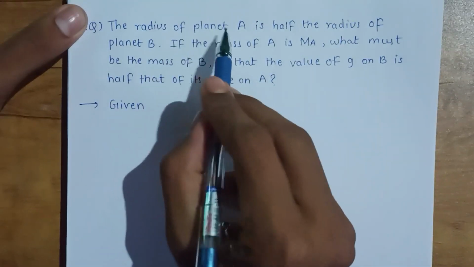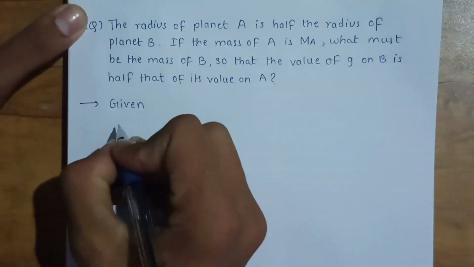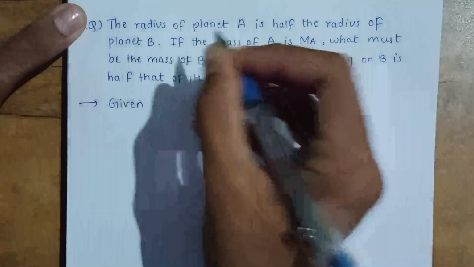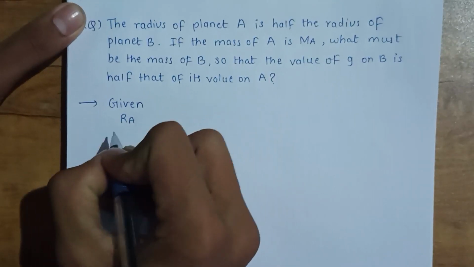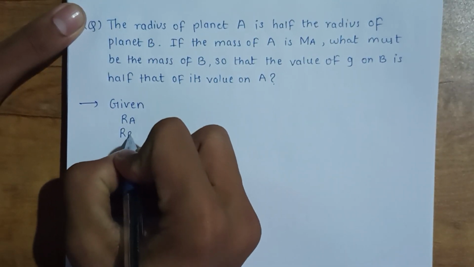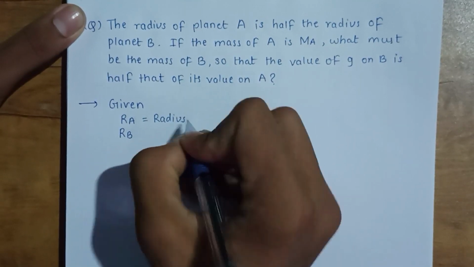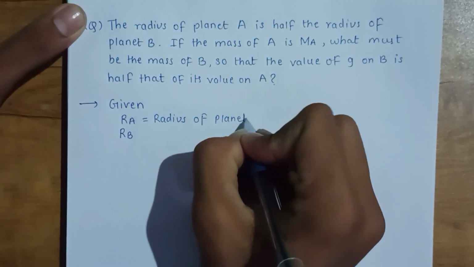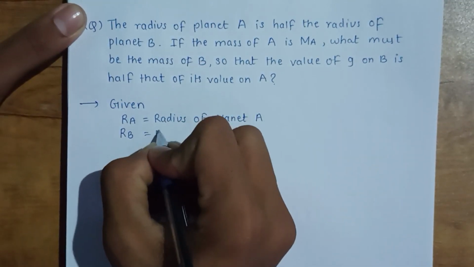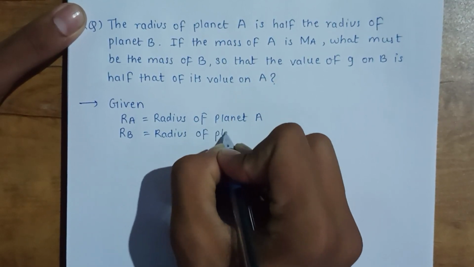Given is the radius of planet A is half the radius of planet B. Okay, so we will consider the radius of planet A as RA and radius of planet B as RB. Okay, this is radius of planet A, and this is radius of planet B.